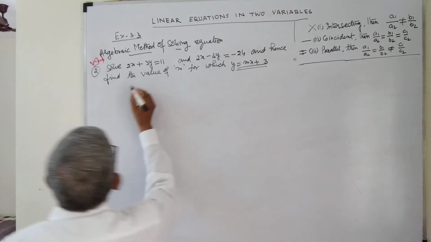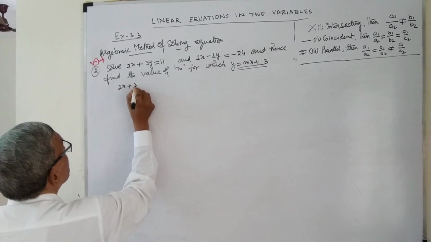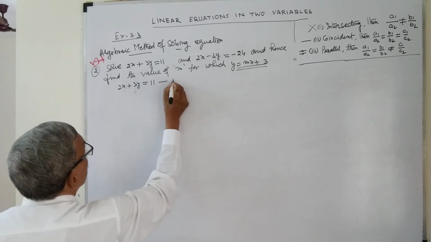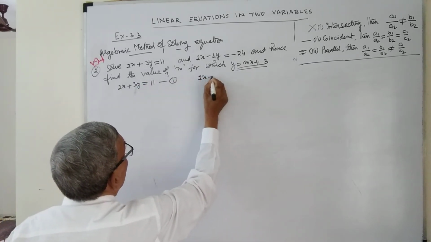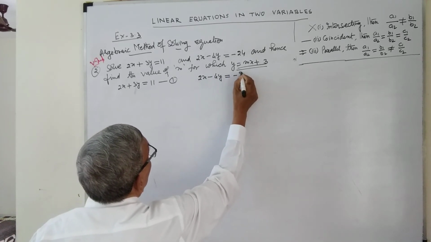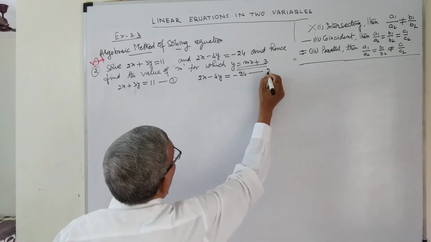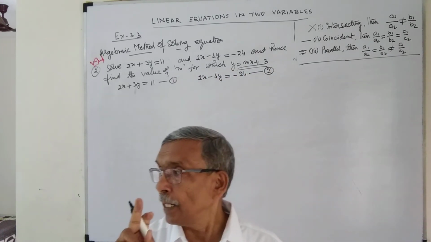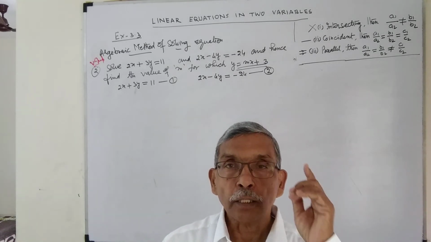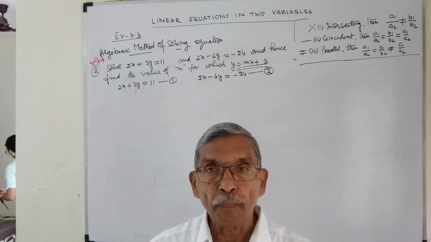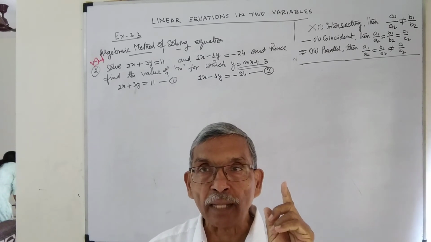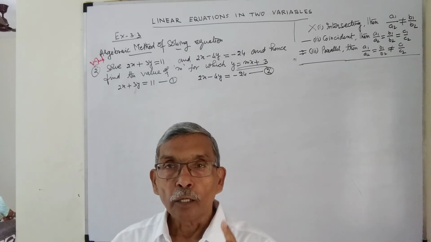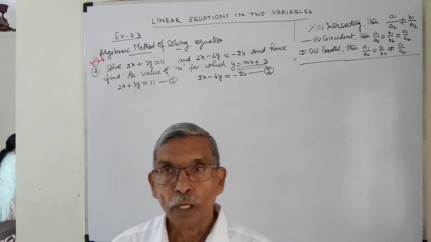So now this is equation 2x plus 3y is equal to 11. This is equation number 1, and this is 2x minus 4y is equal to minus 24. This is equation number 2. So one thing I am reminding you again: if in your exam some specific method is not given, you can do it by any method. Understood?